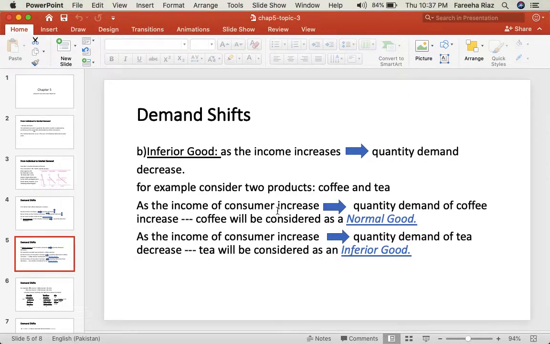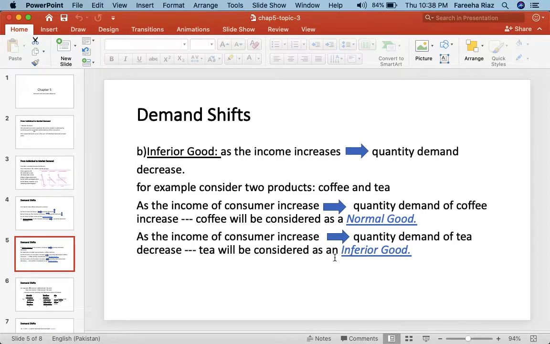As the income of the consumer increases, quantity demanded of coffee increases. Coffee will be considered a normal good. Now we are not considering the price, rather we are considering the income of the consumer, and we are saying that with higher income, buying power increases and the consumer shifts to coffee. But in the same case, as the income increases, quantity demanded of tea decreases, which means that tea is considered an inferior good.